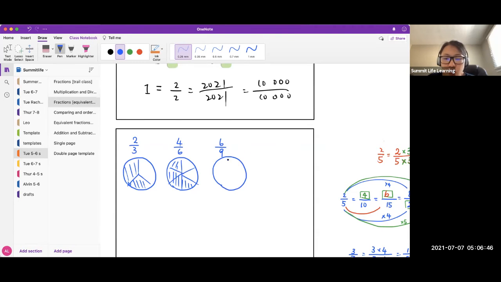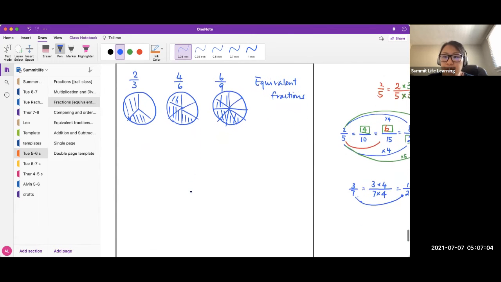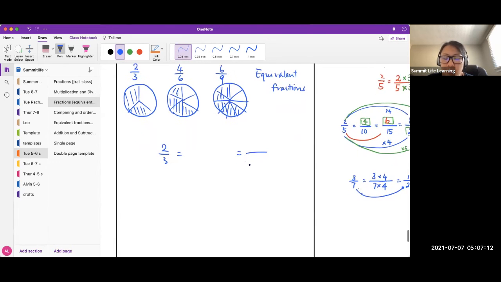This one is pretty hard to draw. Okay, shade 6 of it. You will find that actually they all represent the same. They are called equivalent fractions, okay? Last time we focused on how to expand the fraction, okay? From a smaller number, we expand to a bigger fraction. It looks bigger with bigger denominator and bigger numerator, okay?